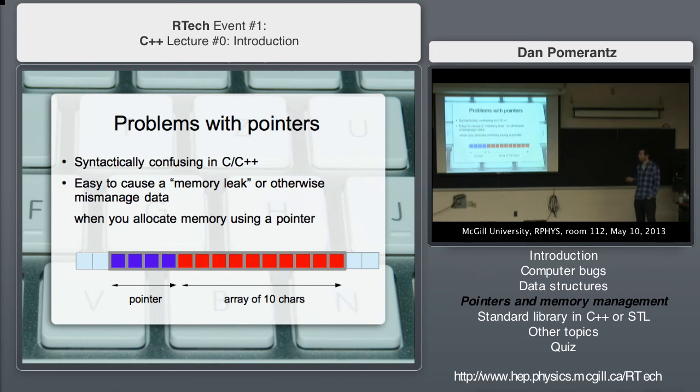The other problem with pointers is these issues called memory leaks in C or C++, where one of the benefits of pointers is that they give you the ability to control memory a bit better.